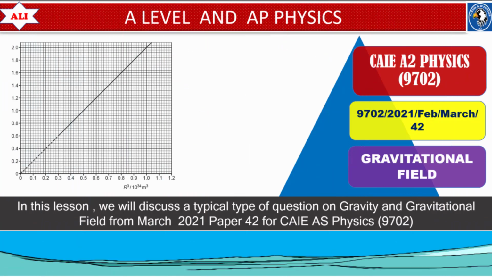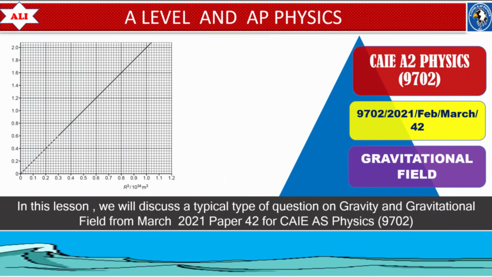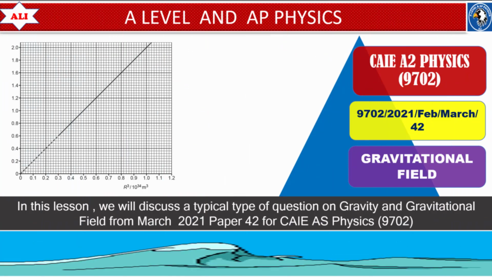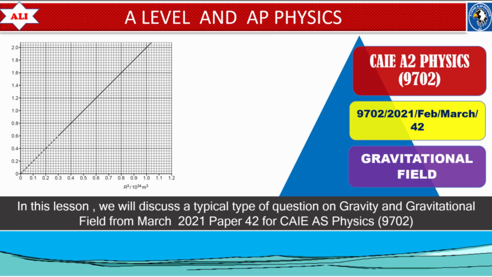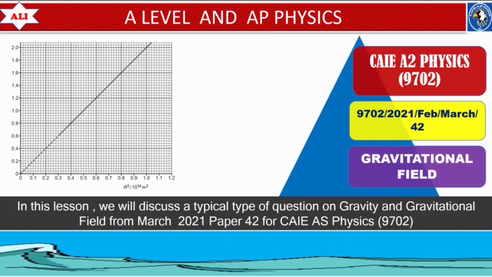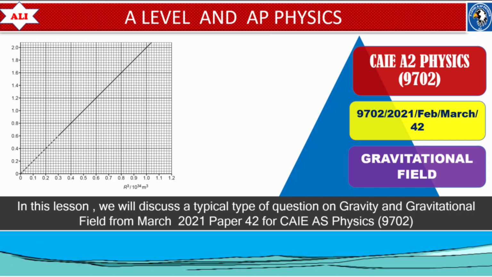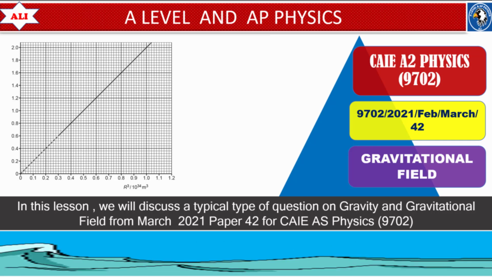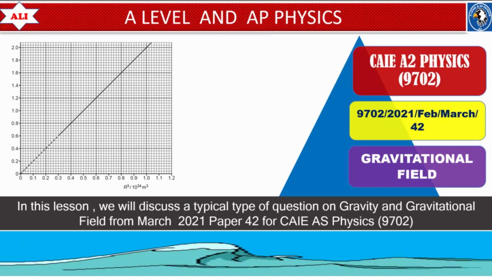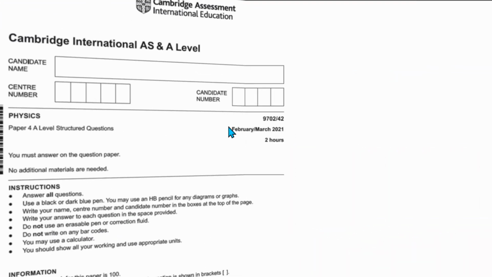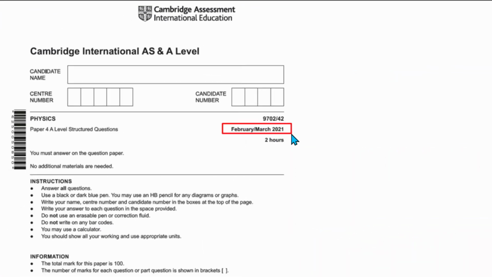Welcome to A-Level and AP Physics. In today's lesson, we will discuss a typical type of question on gravity and gravitational field from March 2021, Paper 4, Variant 2. I say this is a typical type of question because these types of questions are very common in past papers. In today's class, we are talking about March 2021, Paper 4, Variant 2.